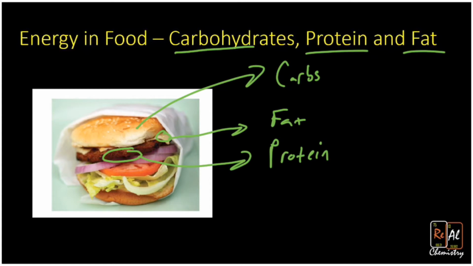So anytime you get calories from food, you're getting it from one of these three categories. That's almost always true, with limited exceptions. For example, alcohol contains calories, but alcohol itself is not a carb, a fat, or a protein. But in general, the main three ways you get energy are from carbs, fat, and protein. And so that's the main three ways we can determine the calories in our food.